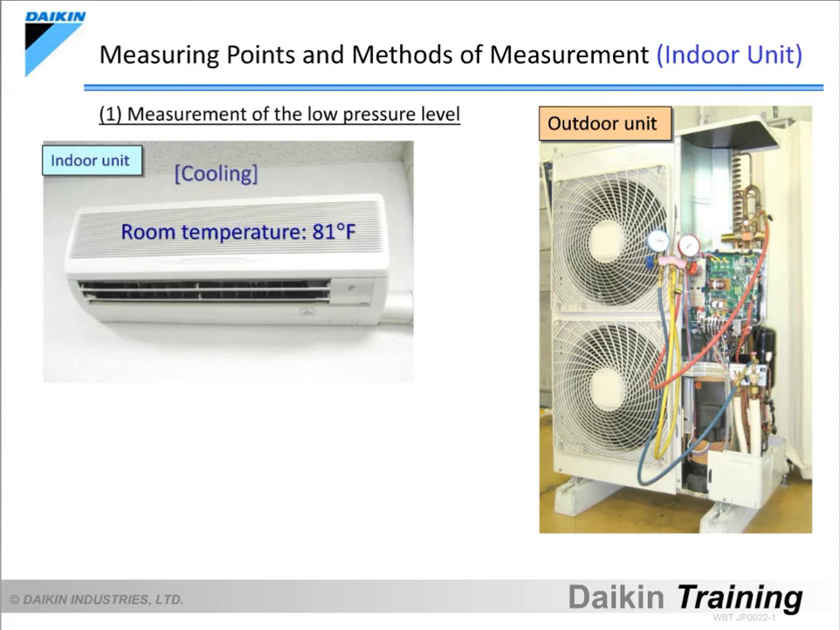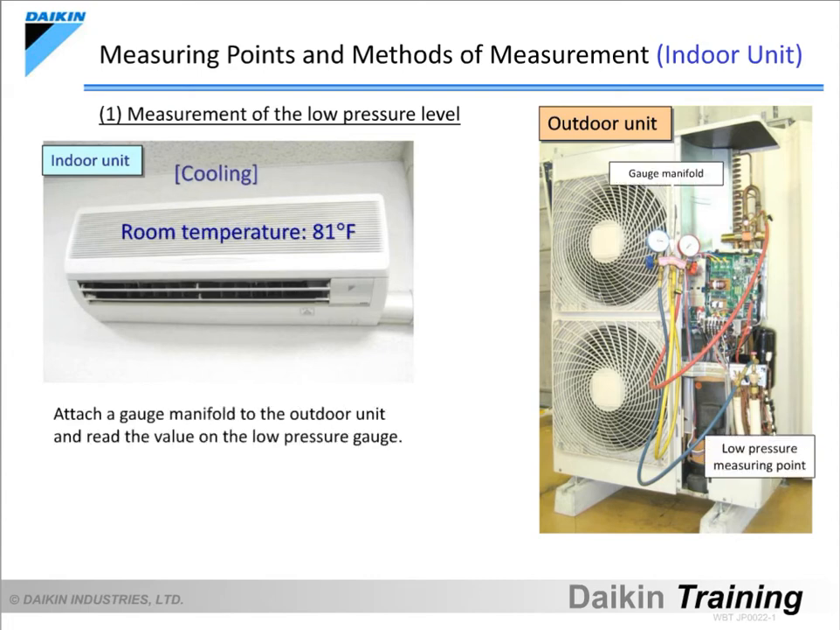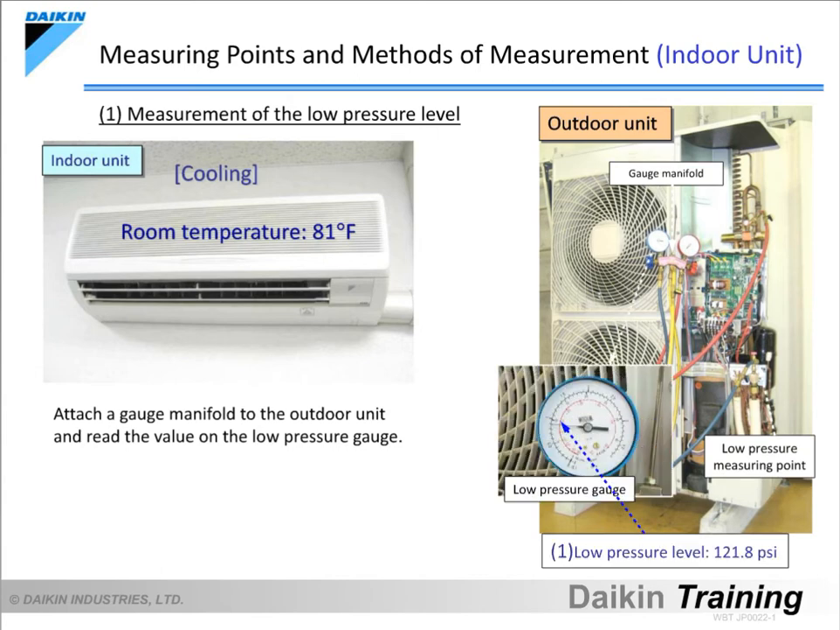During cooling operation at a room temperature of 81 degrees Fahrenheit, attach a gauge manifold to the outdoor unit and read the pressure value on the low pressure gauge. It reads 121.8 pounds per square inch.